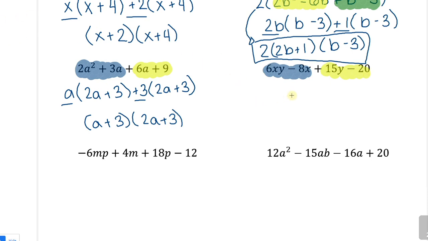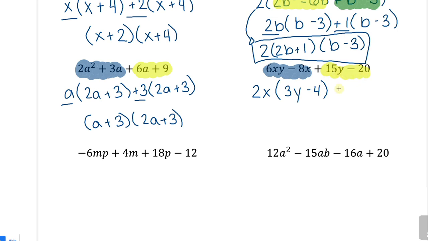Factor out the first two: 6xy minus 8x. We start with the numbers 6 and 8. The greatest common factor there is 2. Now the variables, xy and x: we can only take x out. Now divide it. 6 divided by 2 is 3, your x's cancel, and we still have to bring down the y. Negative 8 divided by 2 is negative 4, and your x's cancel out.